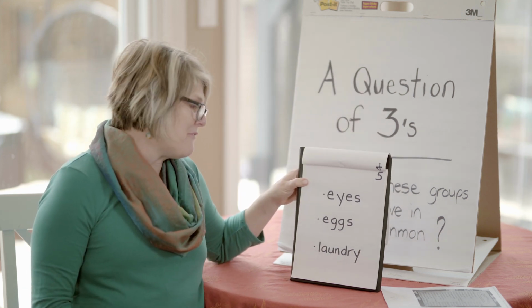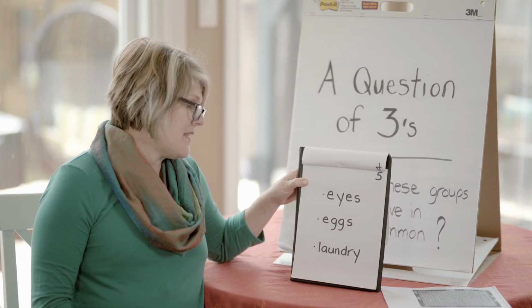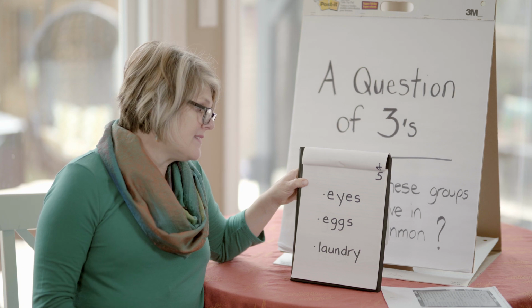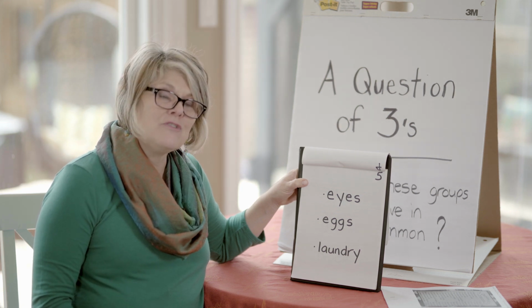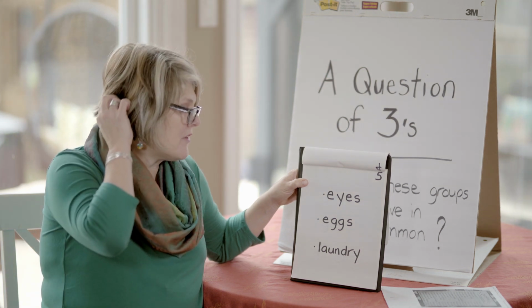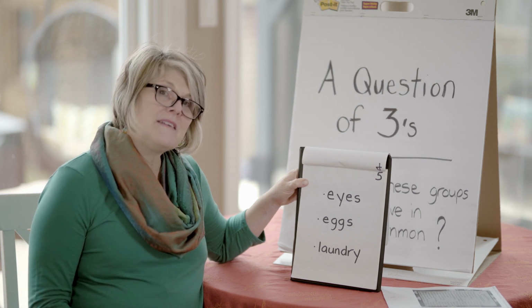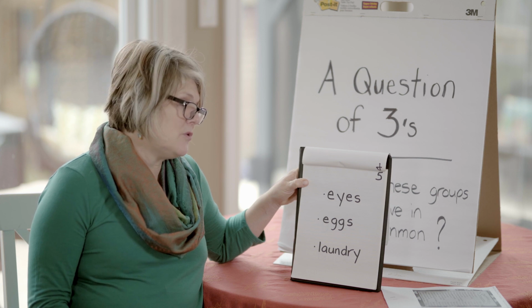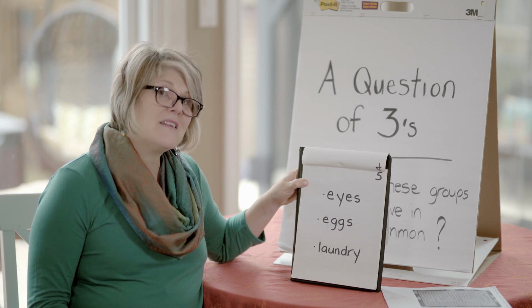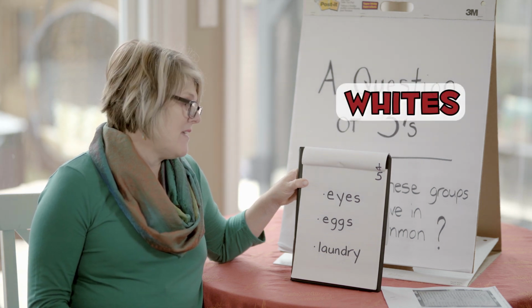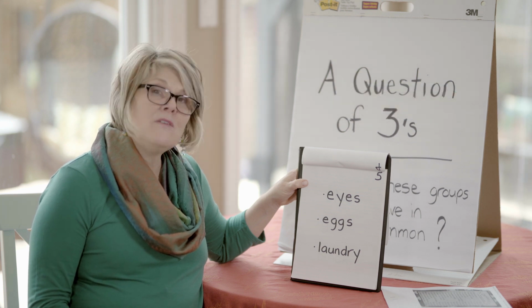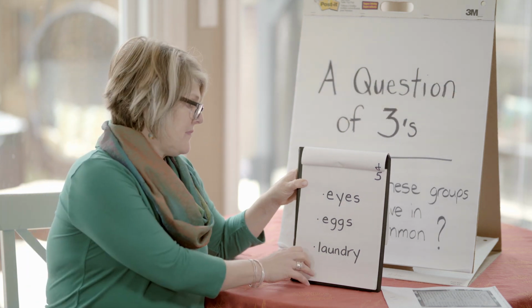All right, number 5. Eyes, eggs, and laundry. Eyes, eggs, and laundry. What do these 3 items have in common? I'll give you a couple of seconds here to figure it out. A little bit of a hint if you're struggling: it has to do with a color. They all have whites. The whites of your eyes, the whites of the egg, and white laundry, right?